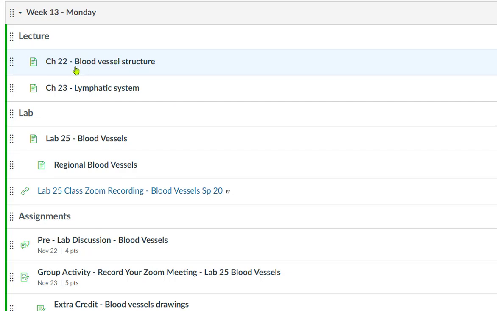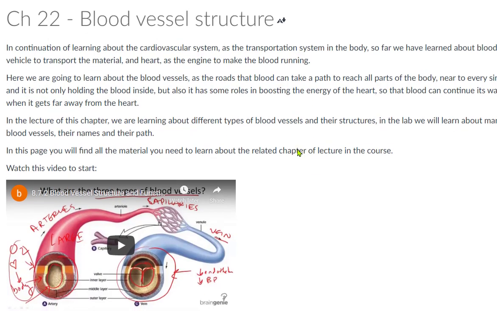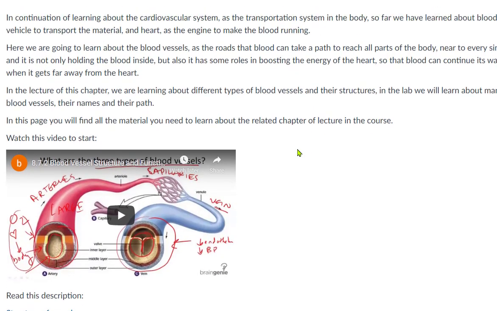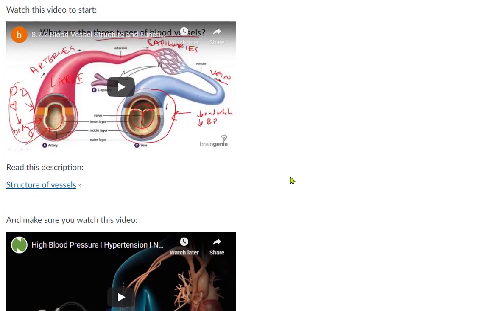So for the lecture, besides this one that I'm going to review, we have chapter 23 for the lymphatic system. So let's start with chapter 22 for the blood vessel structure. First I put some explanation regarding the importance of the blood vessels in the cardiovascular system, following the two other parts, the heart and the blood, that we have discussed in the previous chapter. Now we are going to talk about the blood vessels.